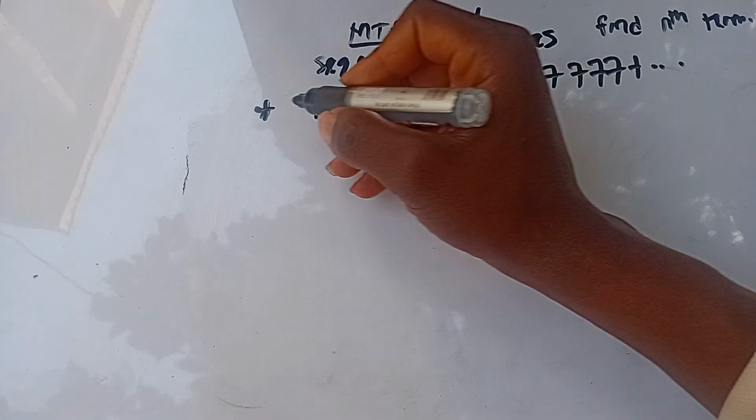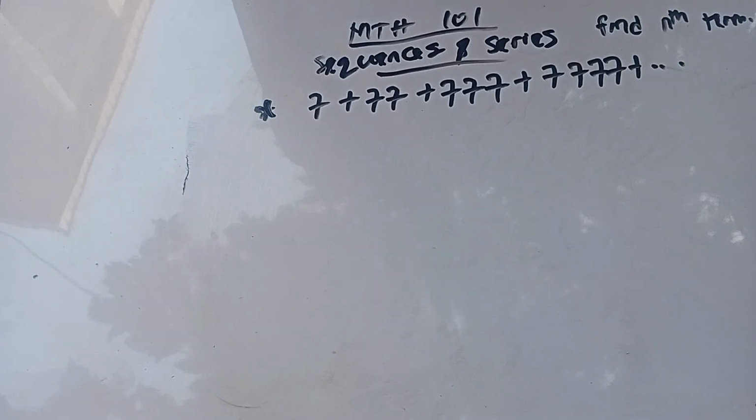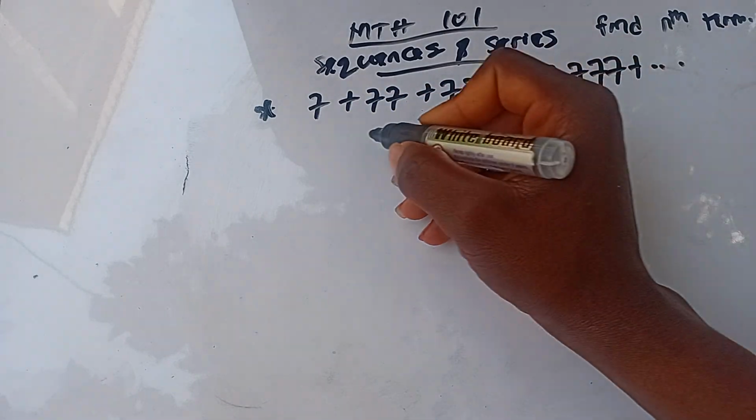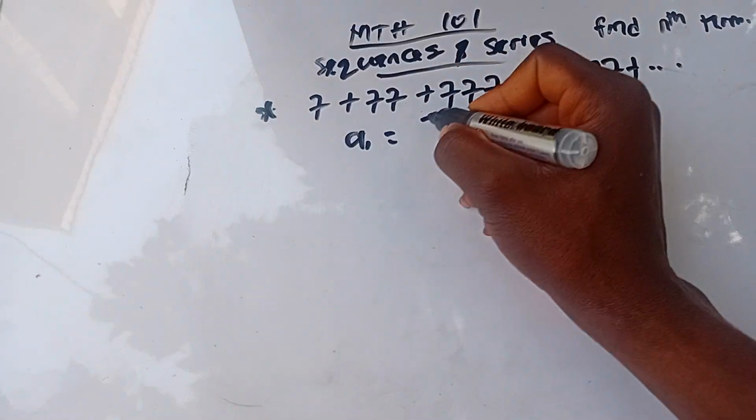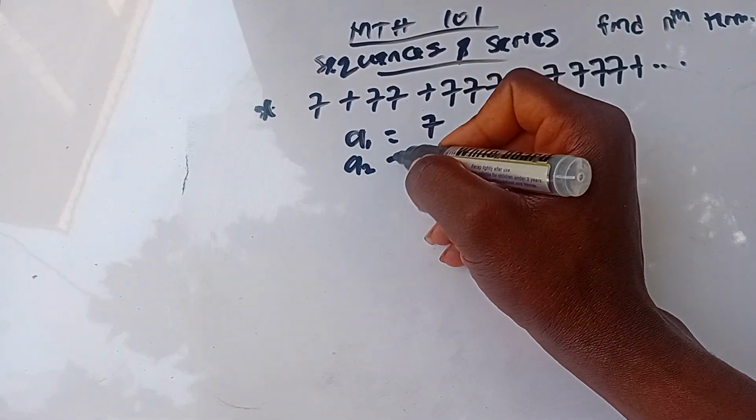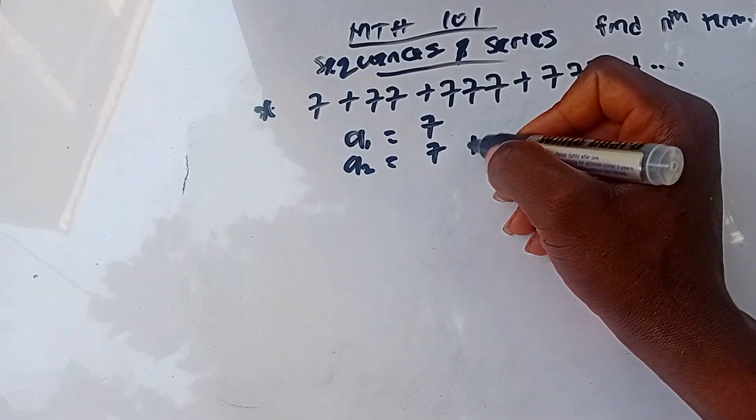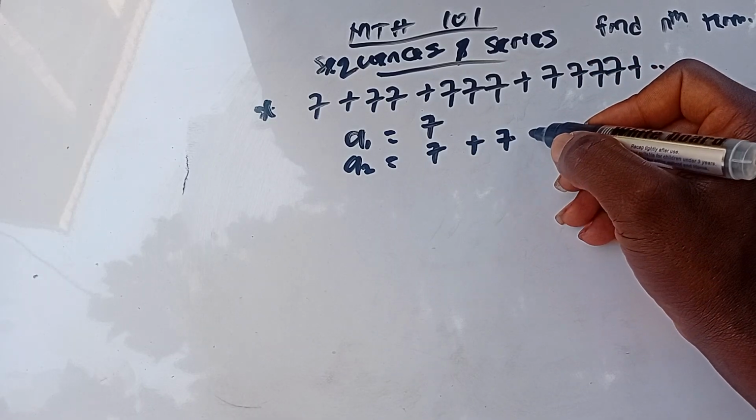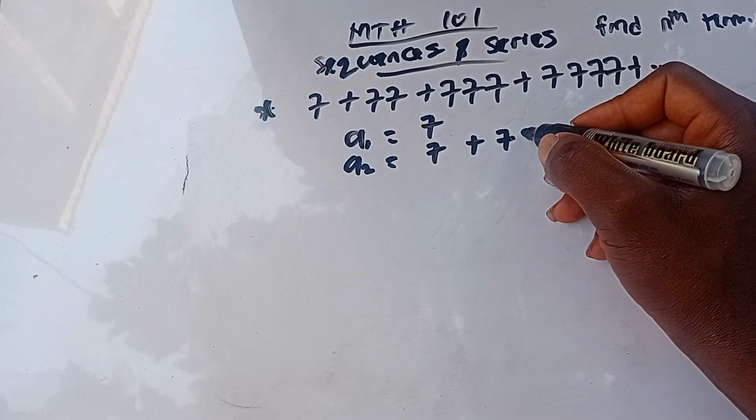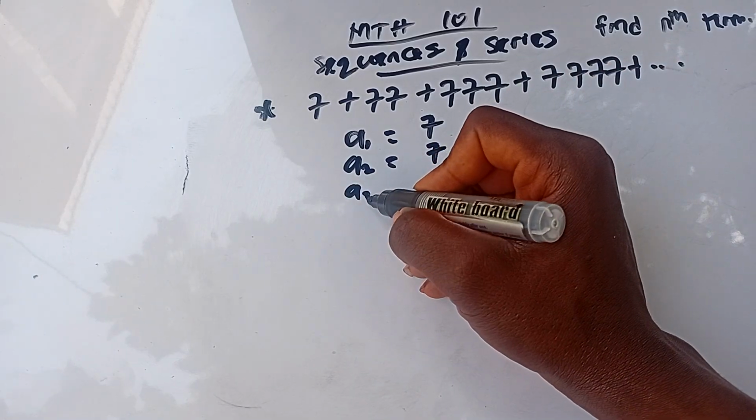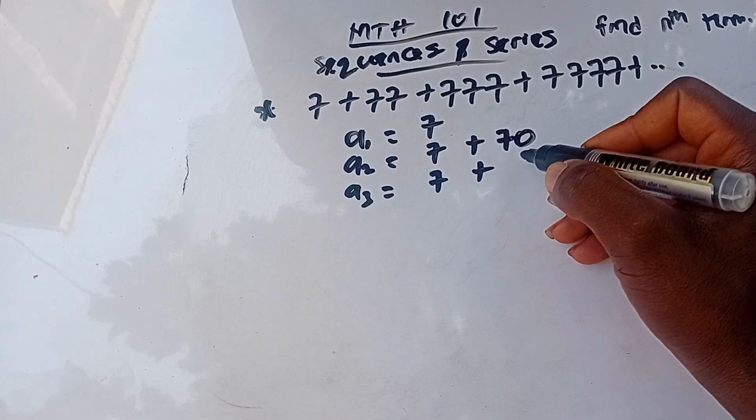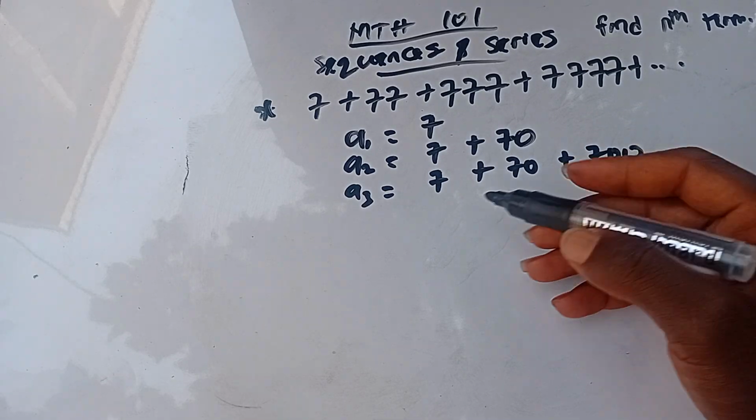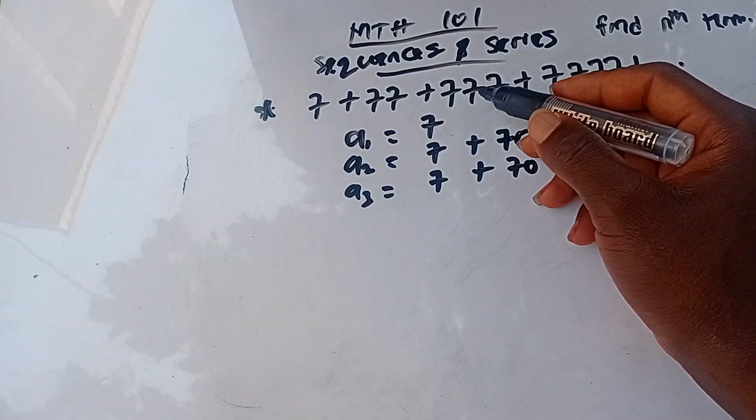Now this is another question. 7 plus 77, this now is a series because there's addition. Now let's generate. Our a1 is what? 7. Our a2 equals what? 7 plus 70. You can write your 70 as what? 7 times 10, if you like, there's no problem. Our a3 equals what? 7 plus 70 plus 700. 7 plus 70, 77, plus 700, 777.